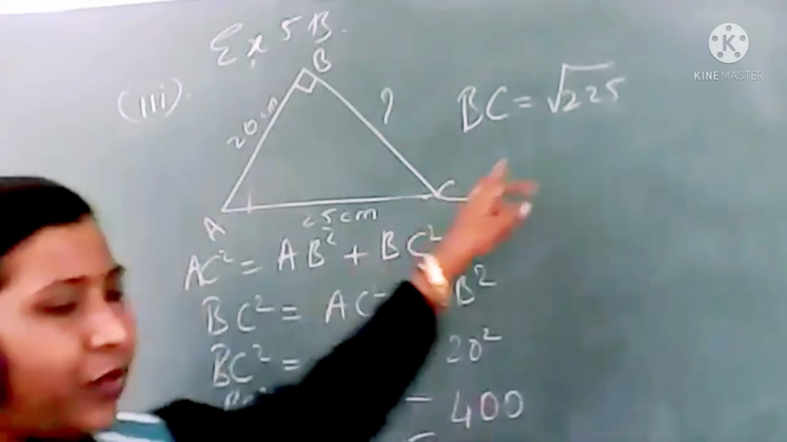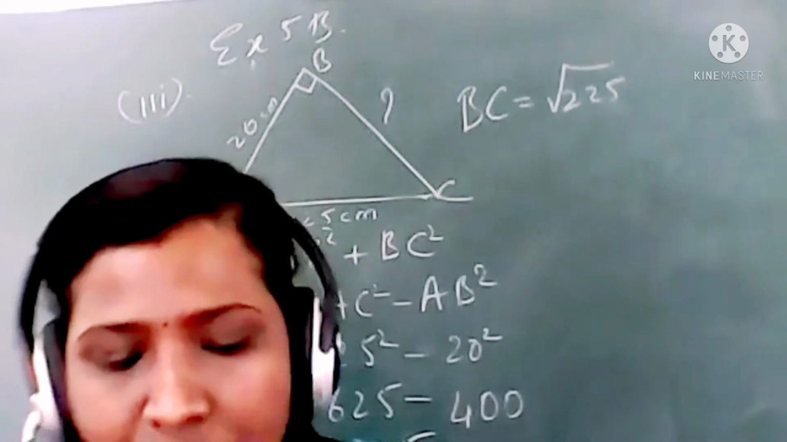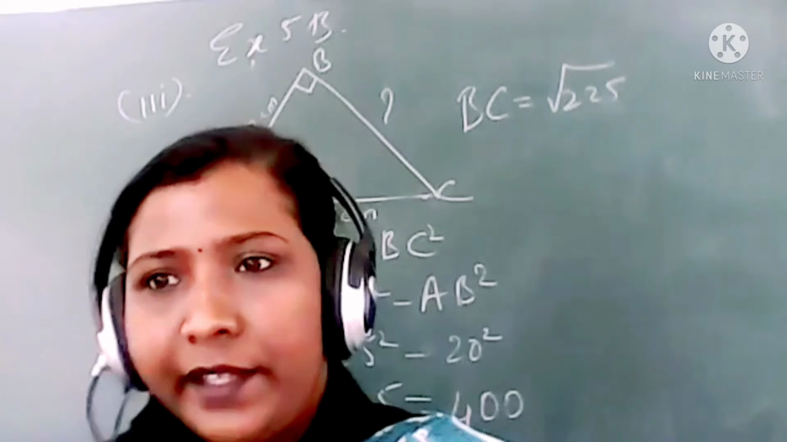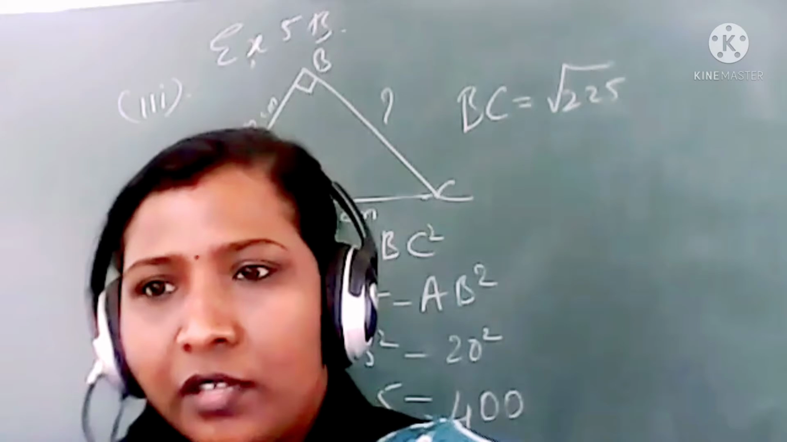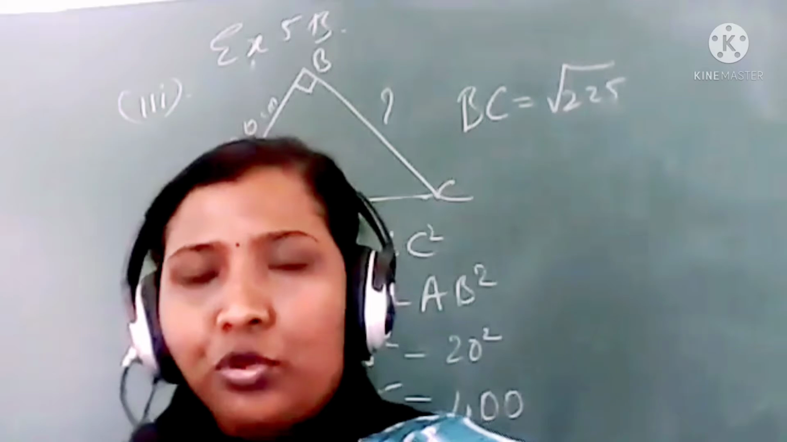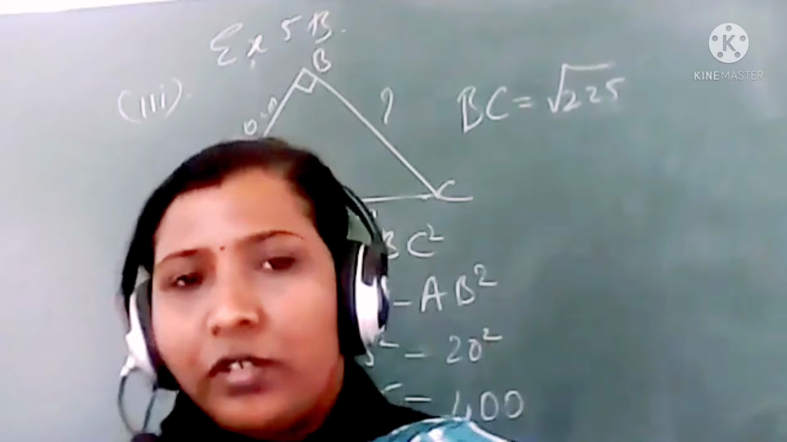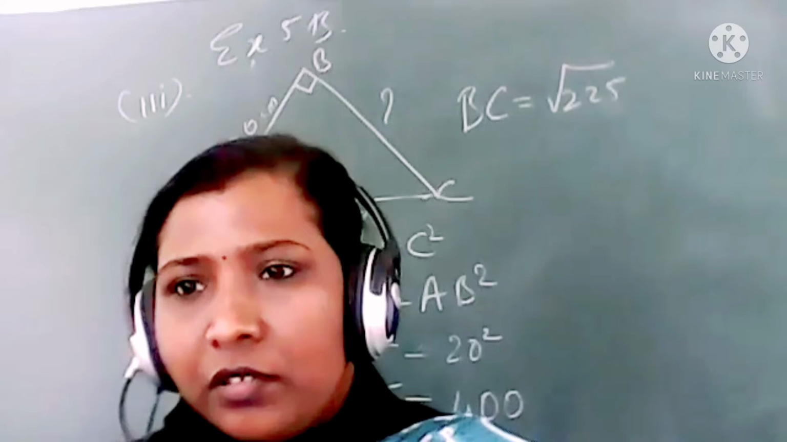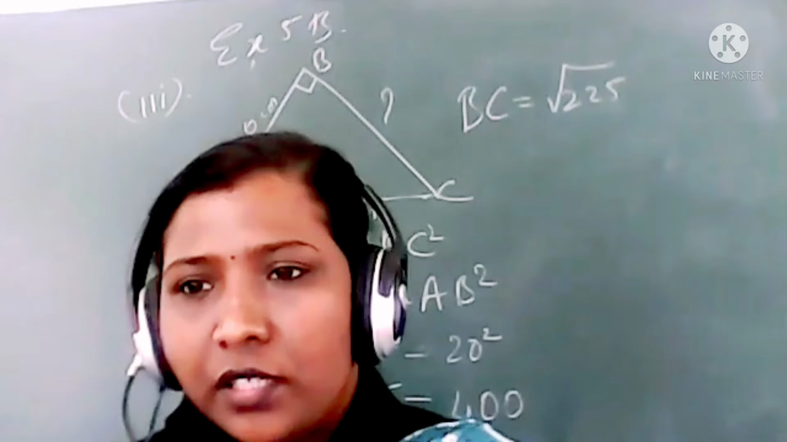First I should explain this. 225: by LCM, if you find the factors of 225, how many 5s and 3s will be there? Can one of you find out and tell me how many 5s and 3s there are? To find out the root of 225, two methods are there. One is we find the LCM, and the next is finding the root by solving it. One of you can tell me. Yes, Ankita.